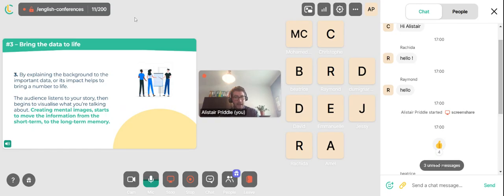By explaining the background to the important data or its impact helps to bring a number to life. The audience listens to your story, then begins to visualize what you're talking about, creating mental images. And this starts to move the information from the short-term memory to the long-term memory.